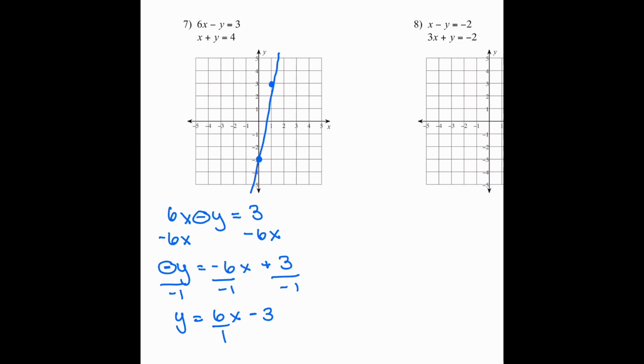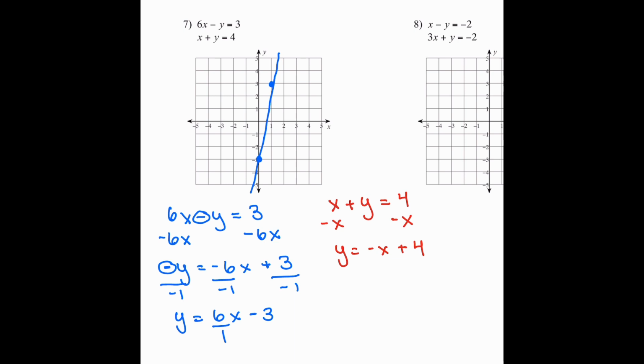And it looks like I also have to rewrite my second equation. So my second equation is x plus y equals 4. I'm going to start with subtracting x on either side. And because there's no number in front of y, I am done.